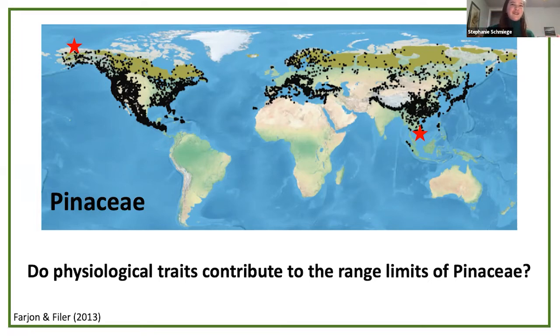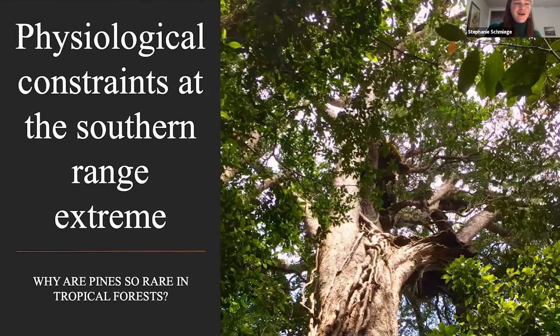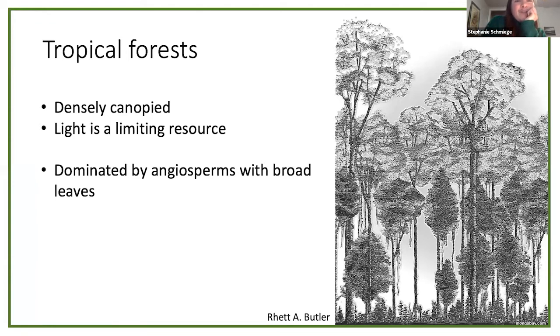It's very weird talking to a blank screen, but I'm assuming you're all following me. We're going to start by going to Vietnam, and we're going to ask the question, why are pines so rare in tropical forests? We saw with their range distribution that they do really well until they hit that belt of tropical forests. I'm sure you all can conjure an image of a tropical forest in your mind, and you'll probably come up with something that is incredibly densely canopied, where light is a limiting resource, particularly when you have plants at the seedling stage.